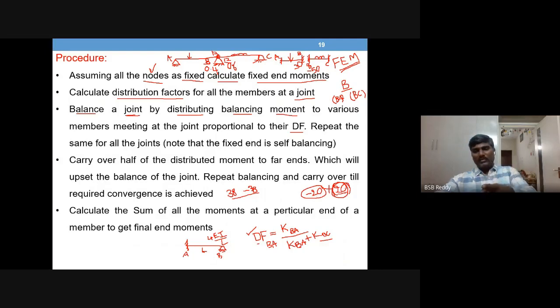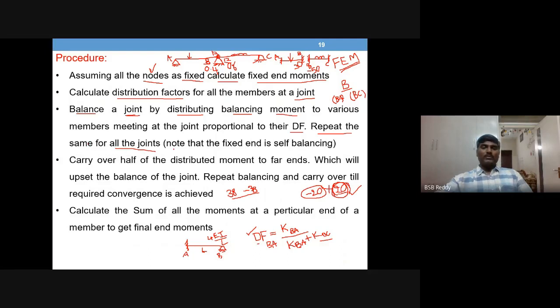To balance, you are applying some balancing value. So this is the balancing moment. The balancing moment shall be distributed to various members meeting at the joint, proportional to their distribution factors. Repeat this procedure for all the joints, not only joint B. If you have some other member CD, then C also becomes a joint now. So likewise, you must perform this for all the joints.